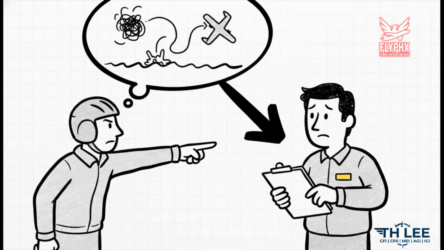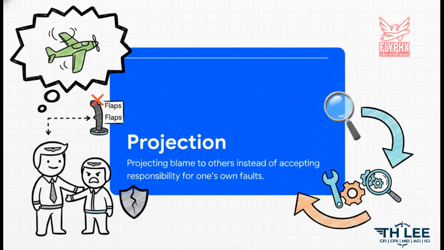I guarantee we've all heard variations of this on the flight line. A student totally bombs a maneuver or fails a check ride, and their immediate response is, well, I only failed because the check pilot was in a terrible mood. It's textbook deflection. They're just shifting the blame for their own poor performance right onto someone else's shoulders. We call this projection, and as an instructor, you have to see right through it.